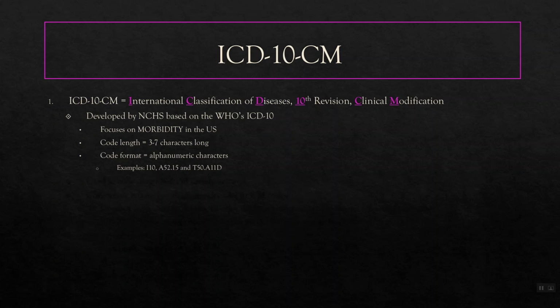And the code length for ICD-10-CM is 3 to 7 characters long. So some codes can be 3 characters, some can be 4, all the way up to 7. And the code format is alphanumeric with some examples below. So we have I-10, which is only 3 characters long, and we have A52.15 and T50.811D. This should not look foreign to anyone going into the Coding 2 course in the HIT program at Bakersfield College, but I want to remind you about the background and the importance of each code set.